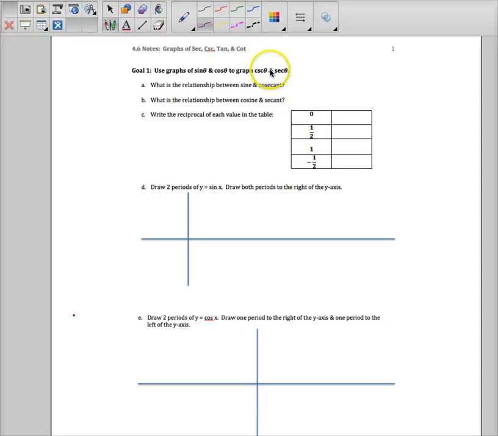Today we're going to talk about graphing secant and cosecant, and we will use sine and cosine in order to graph secant and cosecant. So first let's review the relationship between sine and cosecant. Remember, sine and cosecant are reciprocals of one another.